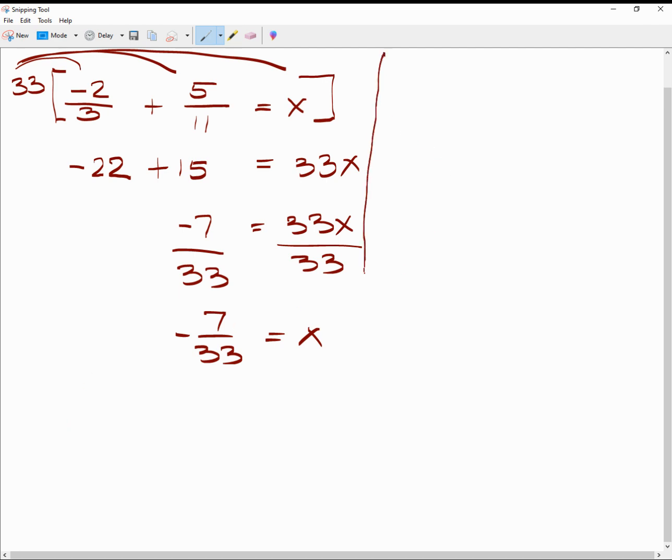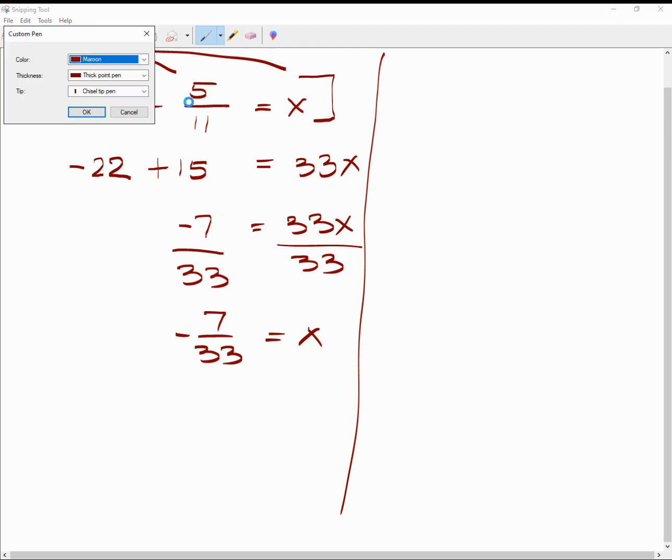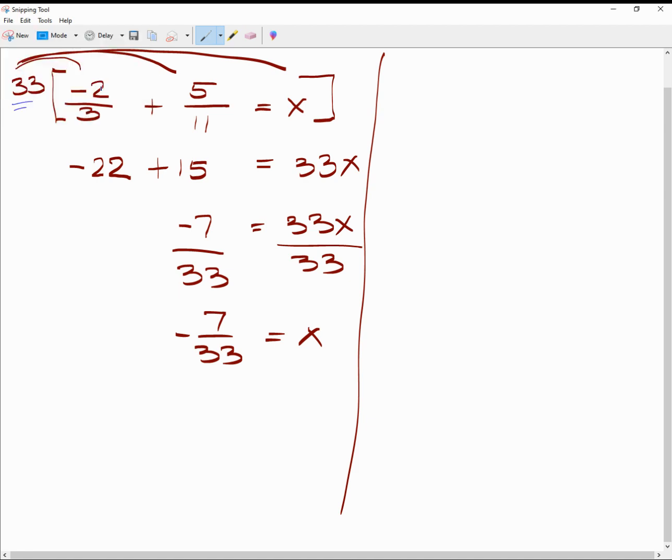Now, let's do it a different way. What if you don't know the LCM? Like you cannot figure out what the LCM is here. In this case, let me get the color here. In this case, this is 33. Now let's rewrite the problem one more time. Negative 2 over 3 plus 5 over 11 equals x.